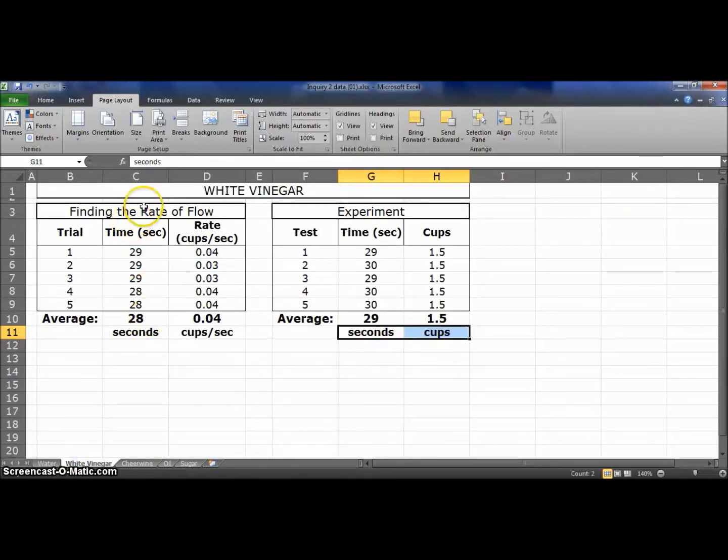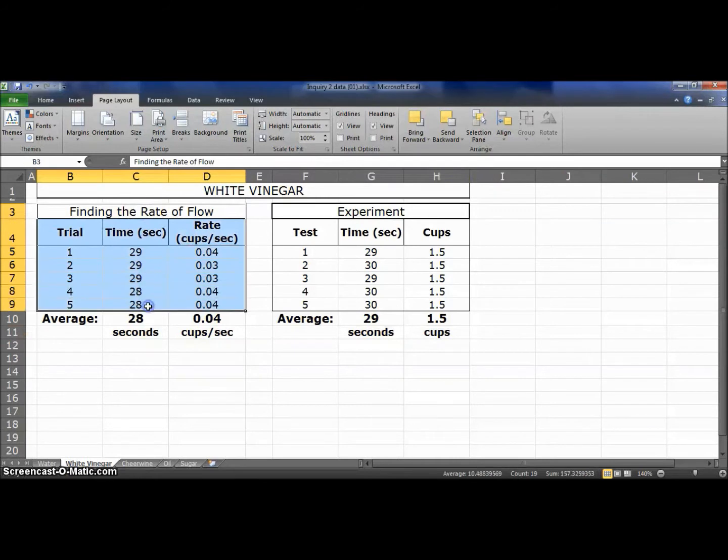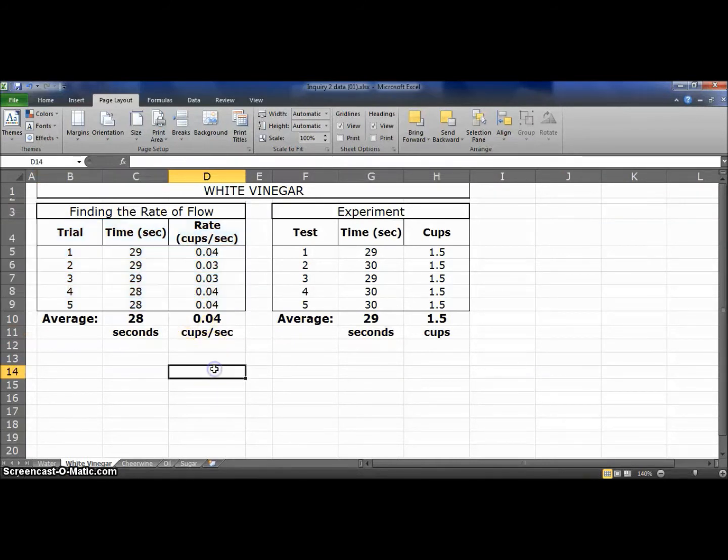For the white vinegar, we did the same process. Here on the left-hand column table, we have our data for finding the rate of flow, which our average for that was also 0.04 seconds, which is the same as water. Except we didn't have as much white vinegar as we did water, so instead of starting with 1 cup and increasing to 2, we started with half a cup and just increased it to 1.5 cups.